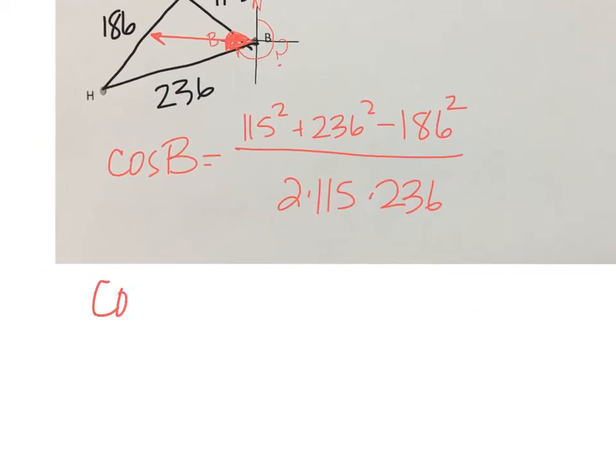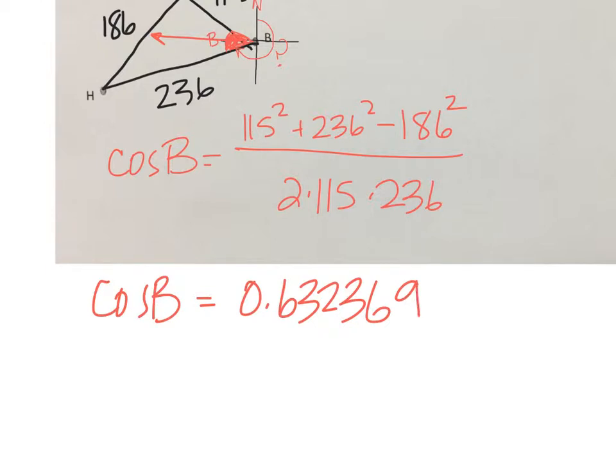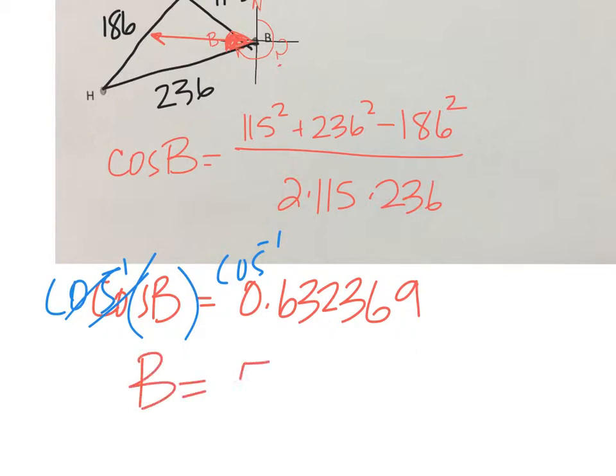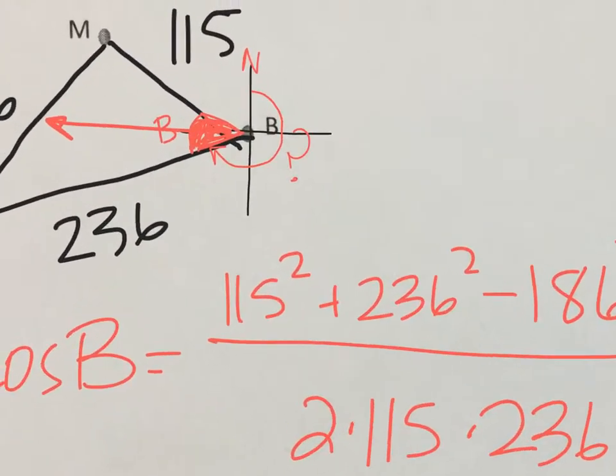Okay, so this gives us the decimal 0.632369. So solving this for B means we have to inverse cosine both sides. Okay, that's what gets rid of the cosine. So we find out that angle B is 50.2 degrees, rounded to 1 decimal. So 50.2. Okay, so let's come back up here to our picture.